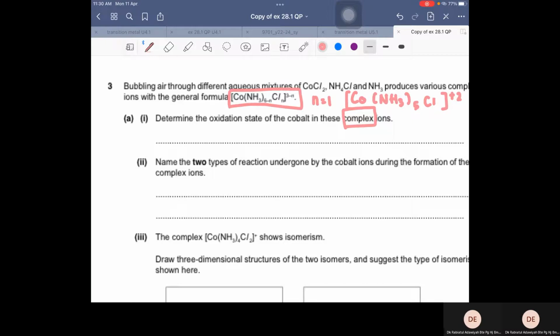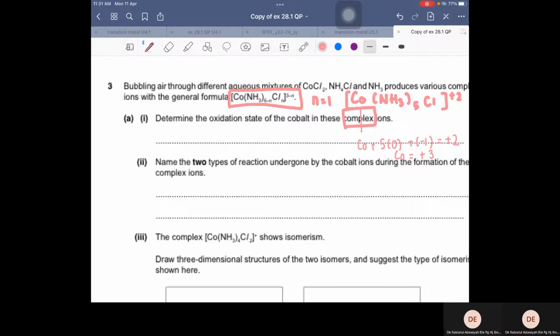So from here, we can work out the oxidation state of cobalt, where the sum of all the oxidation states or the charges of the ligands and the metal should be equal to the overall charge, which is plus 2. Okay, NH3 is 0. Chloride is minus 1. Okay, so cobalt should have an oxidation state of plus 2 plus 1, which is plus 3. This works for any n.